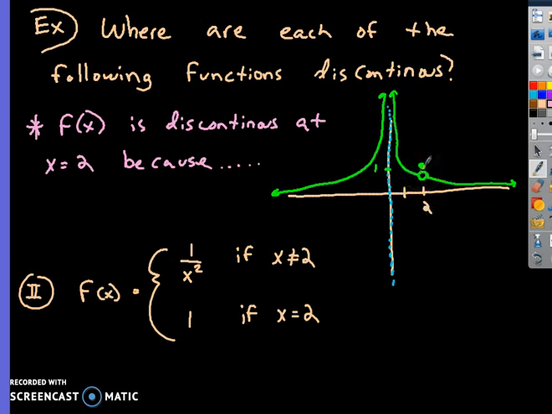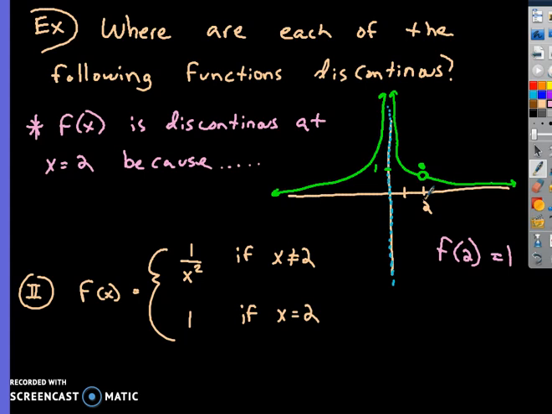Because in this case, f of 2 does exist. It's 1, because when you go to 2, the output is 1. The y value is 1. So it does exist, unlike the last one where it didn't exist there. That's not the case here.